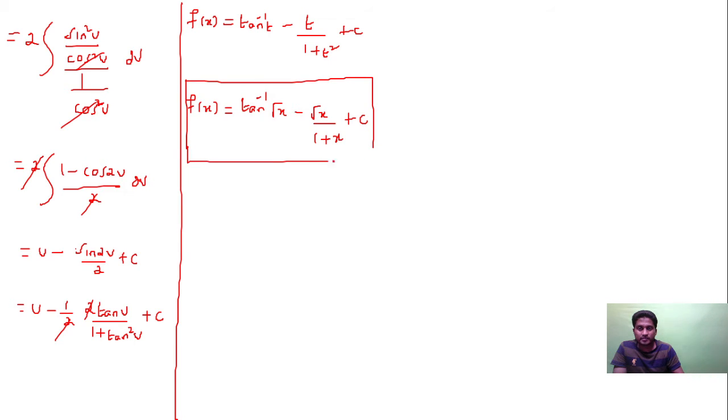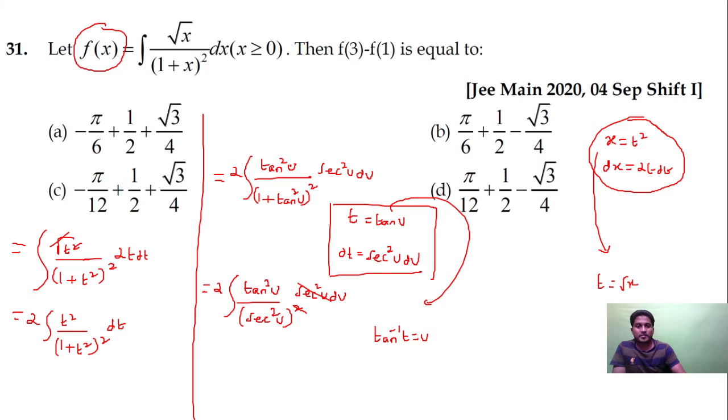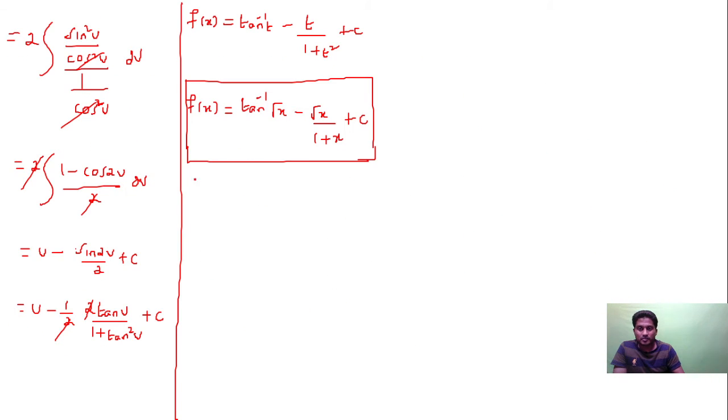Good question, a 2020 problem. Now what am I supposed to find out? I am supposed to find f(3) − f(1). What is f(3)? f(3) will be equal to tan inverse of root 3 minus root 3 upon 3 + 1, which is 4, plus c. This is f(3). Then f(1) will be equal to tan inverse of 1 minus 1 upon 2, plus c.